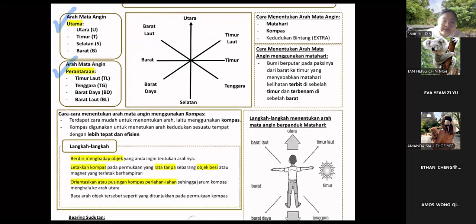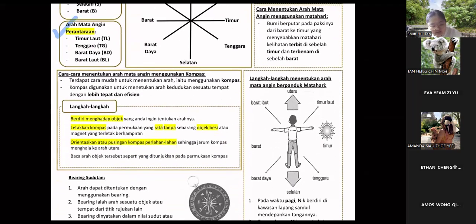Right? And remember just now I asked you to talk about this: langkah-langkah, how to use a compass. Remember, always stand in front of the object, letakkan compass pada permukaan yang rata, flat. Without bersih, or jauhi objek bersih. All right? And then orientasi dan pusing kompas. Oriented, adjust your compass slowly, and read your compass.